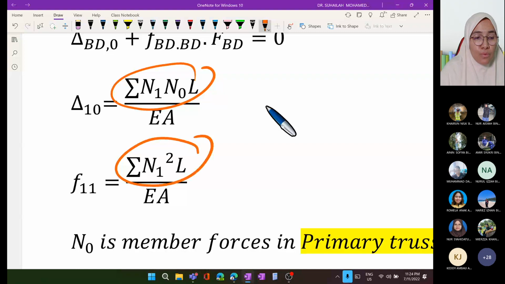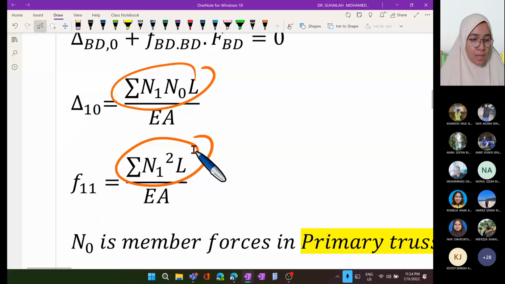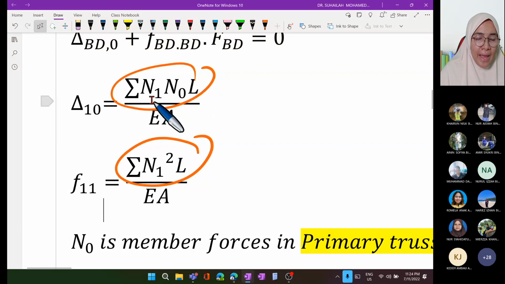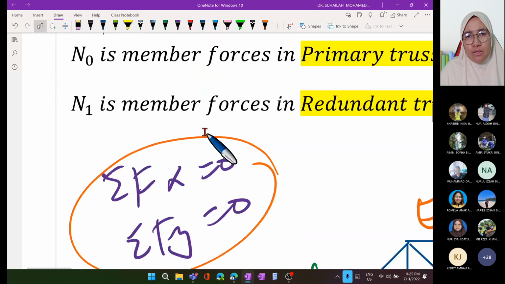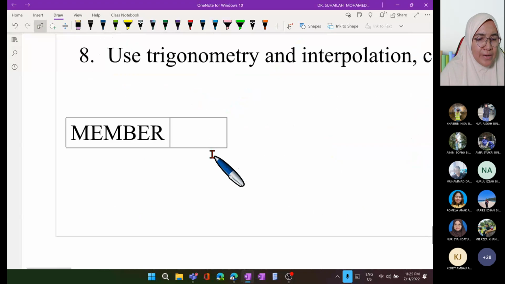Because without the table, we cannot get the summation of N1 N0 L and N1 square L. We want to have the table because we want to find these two values. EA is constant, that's okay, put it outside. We want N1 N0 L in total, and N1 square L in total. So from that, we create a table.